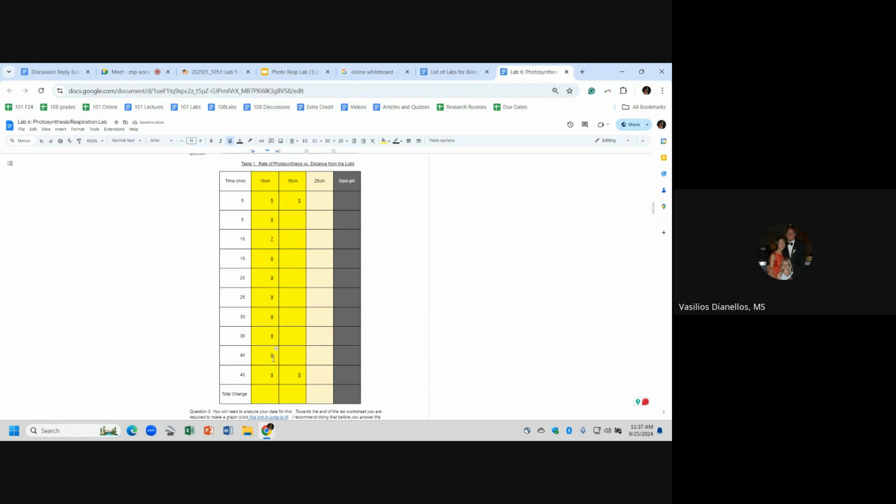It might plateau, not because it's not photosynthesizing anymore or because there's something wrong with being this close to the light. It might be because it just ran out of carbon dioxide, right? So it might be plateauing simply because it ran out of carbon dioxide.